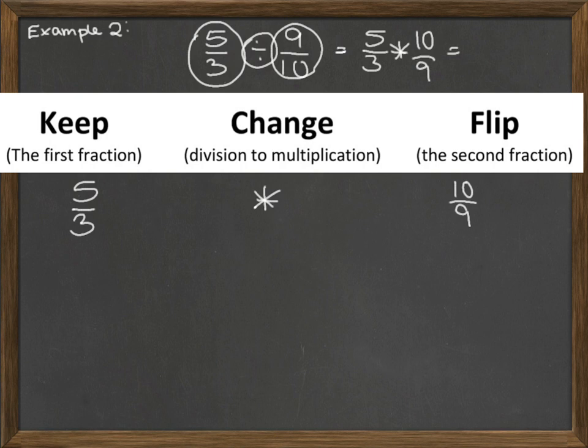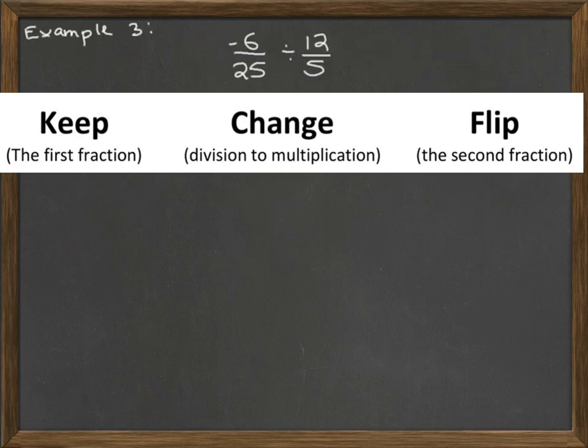Okay, so if you can, you want to try to reduce first. Unfortunately, in this problem, there's nothing to reduce, so we just multiply across. 5 times 10 is 50, 3 times 9 is 27. So that would be your final answer, 50/27. Again, you cannot reduce that. That's as reduced as it gets. All right, let's do another example.